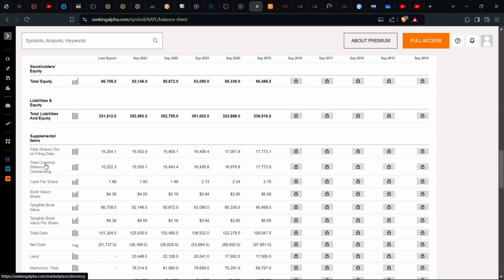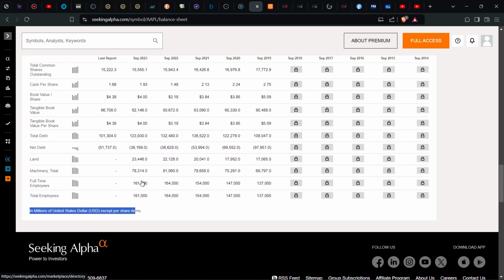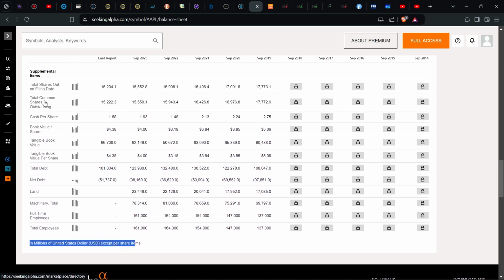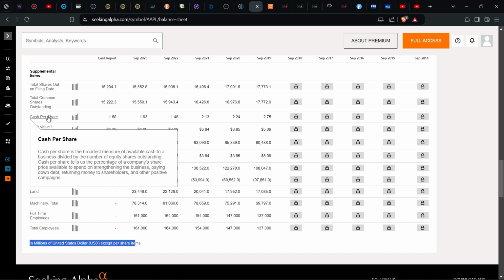This is the total common shares outstanding. Like we said, 15.5 billion. These numbers, remember, are in billions. Yeah, no, in millions rather. In millions of United States dollars, except per share items. But total common shares outstanding, these are 15 billion shares. Cash per share. This is cash equivalents divided by number of shares outstanding.